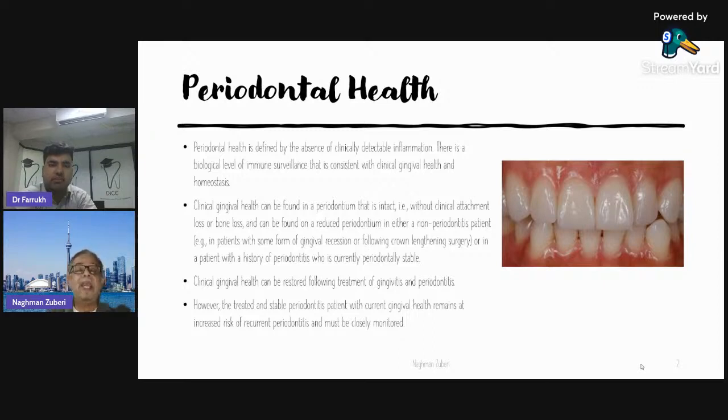But remember that the treated and stable periodontitis patient with current gingival health remains at increased risk of recurrence of the disease, and should be kept under surveillance for almost the rest of life.